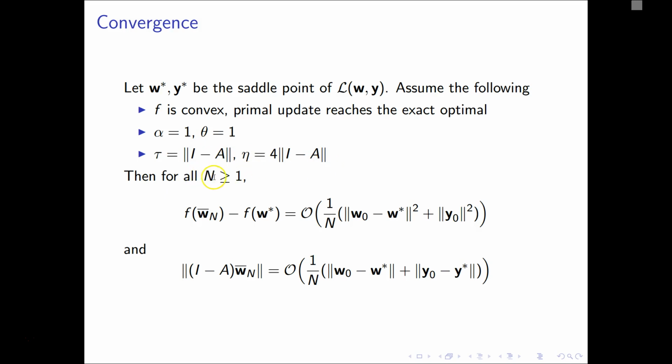Then for all n larger or equal to 1, we'll have the optimization speed, which is O of 1 over n. And we also have this consensus criterion, I minus A times Wn. We expect it to be 0 in the end, and it actually decreases at a rate of O of 1 over n squared. Notice that Professor Lan only provides theoretical results for F convex, so we can't really improve this 1 over n here. This is quite similar to the results we used to have.